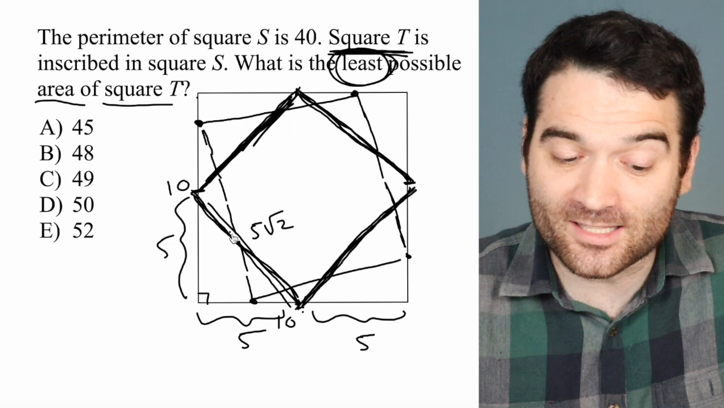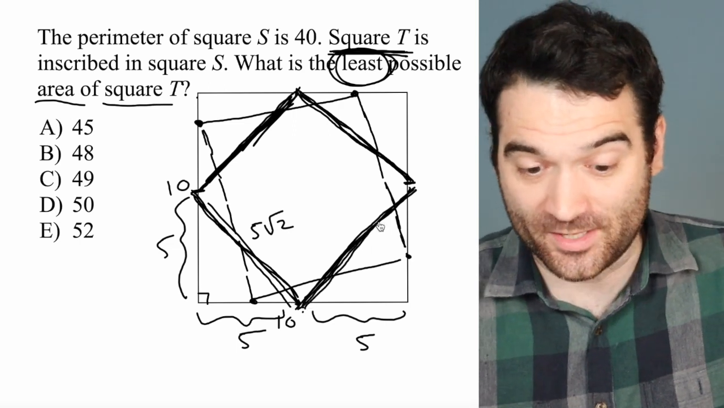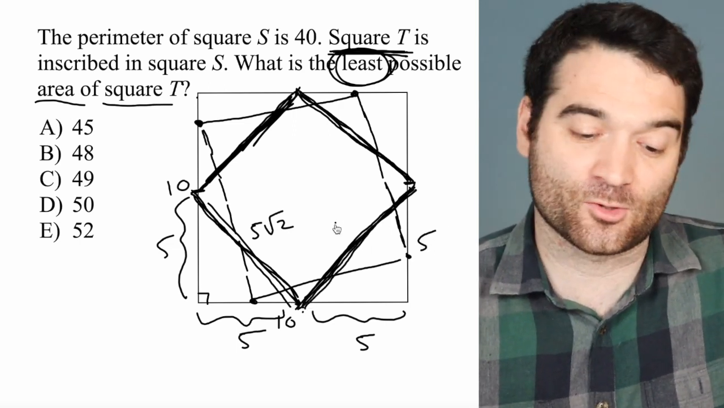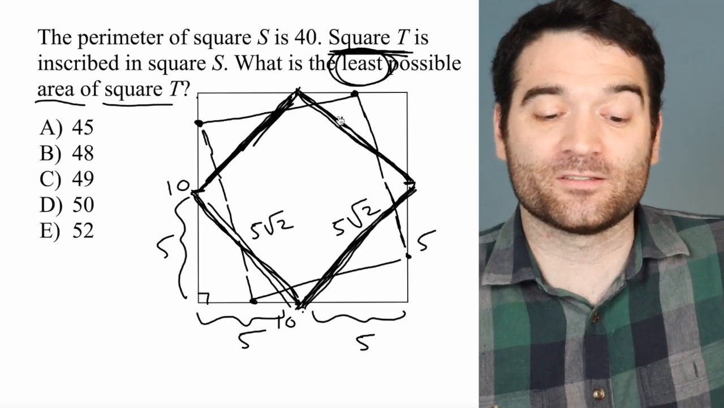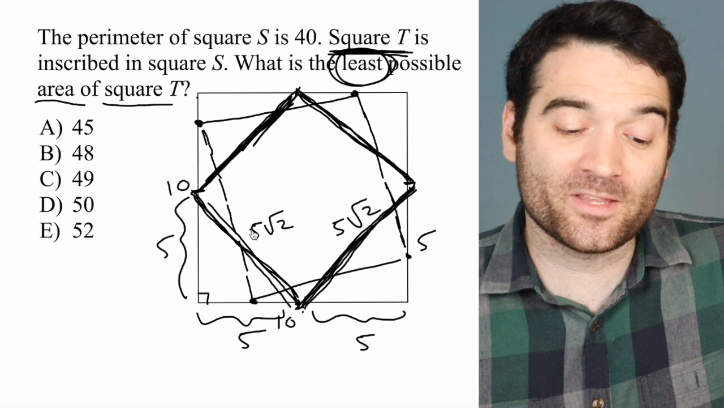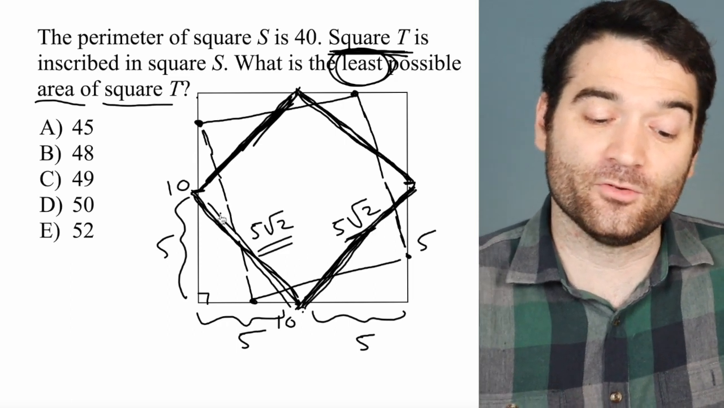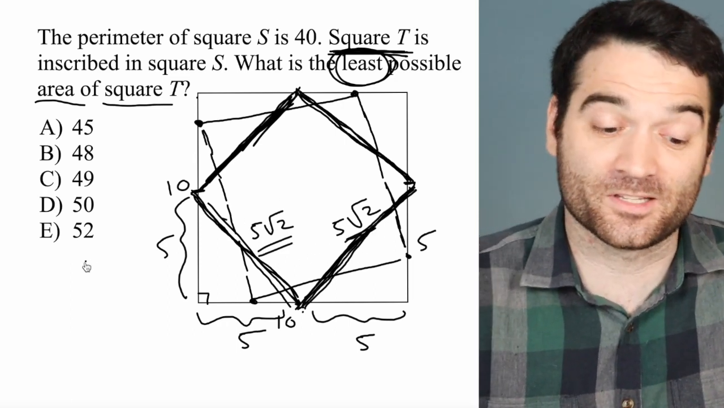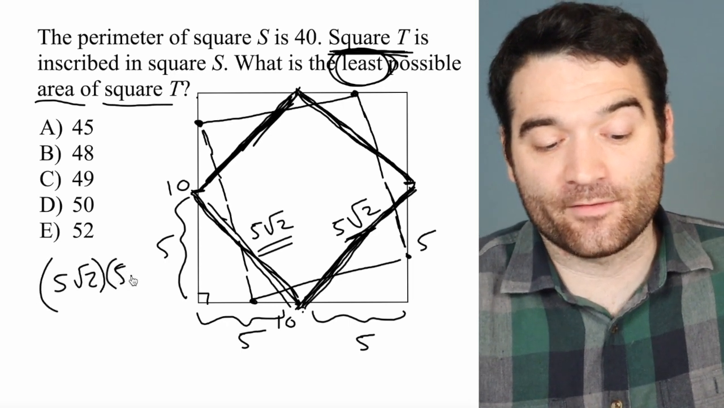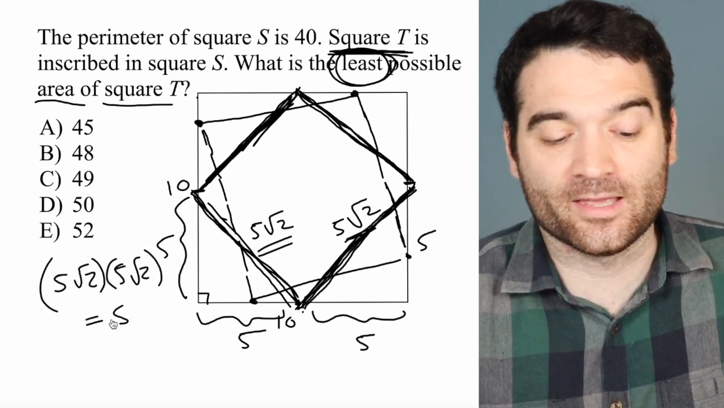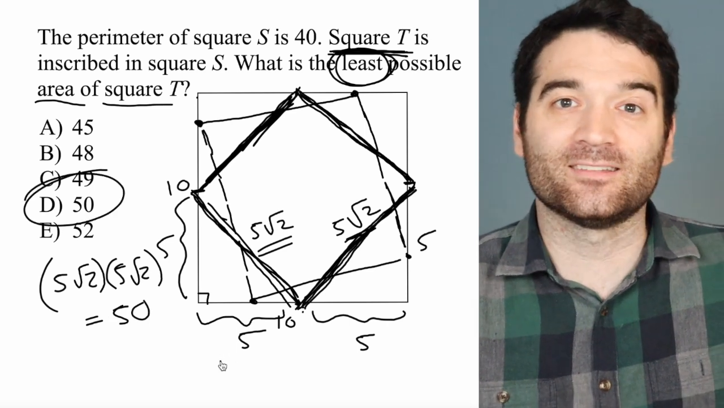Okay, so if this length is 5 root 2, and so is this one, right? Because we're talking about squares here, everything's equal on all sides. That means that the area of this inscribed square is going to be 5 root 2 times 5 root 2, the base times the height, or the side times the side. So if I do that, 5 root 2 times 5 root 2, what I end up with is 50. And that is the correct answer.